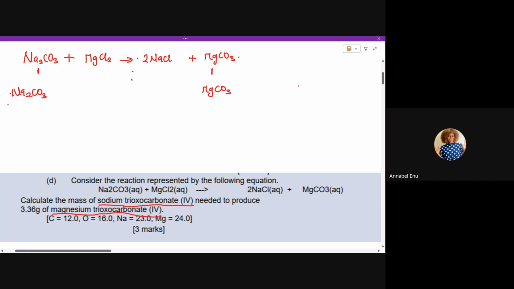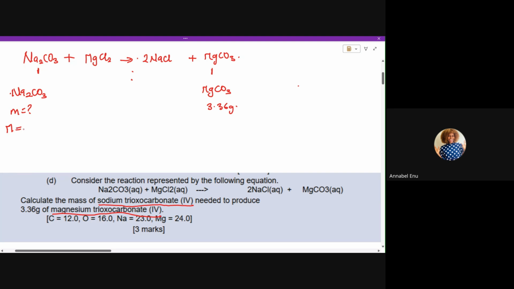Now they said we should calculate the mass of sodium tricarbonate needed to produce magnesium tricarbonate. So the mass of this one we don't know, but the mass of this one we do know, it's 3.36 gram. And we're given in brackets what each symbol is equal to. What information does that give us? The information that gives us is molar mass.